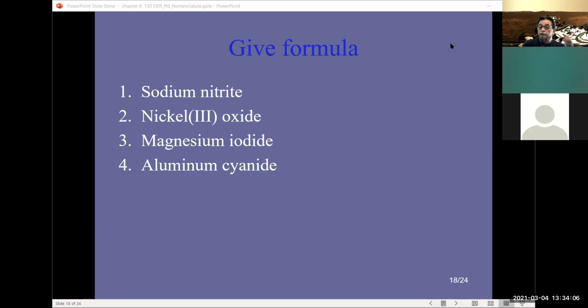All right, well, here we go with this one. Here we have sodium nitrite. They're asking you to give the formula, so we break it down. The first one, sodium.